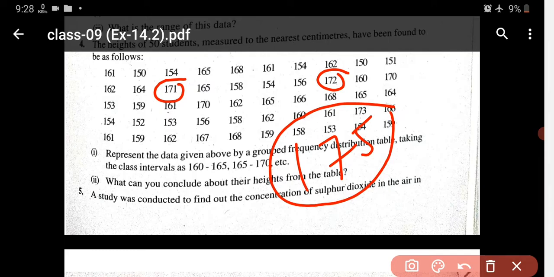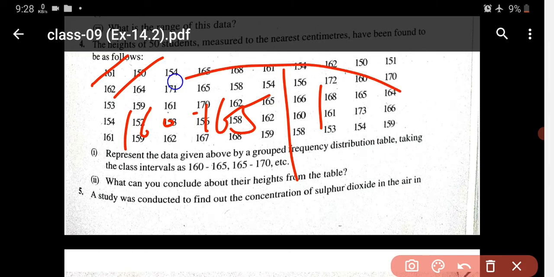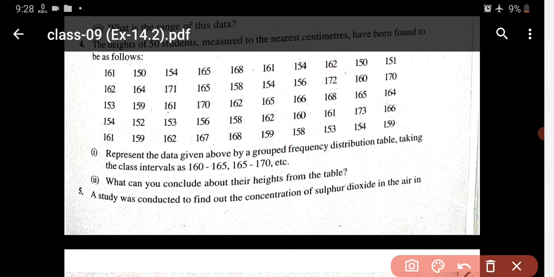Up to 175 you have to take. Okay, so when you make it in the same way, 161, then write in the table, if it is 160 to 165, in that table write here 150. Like that you have to write here. Okay, so they start from 160.